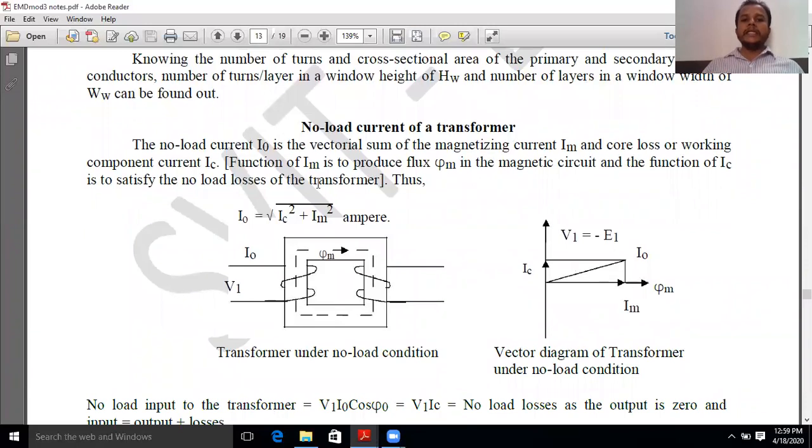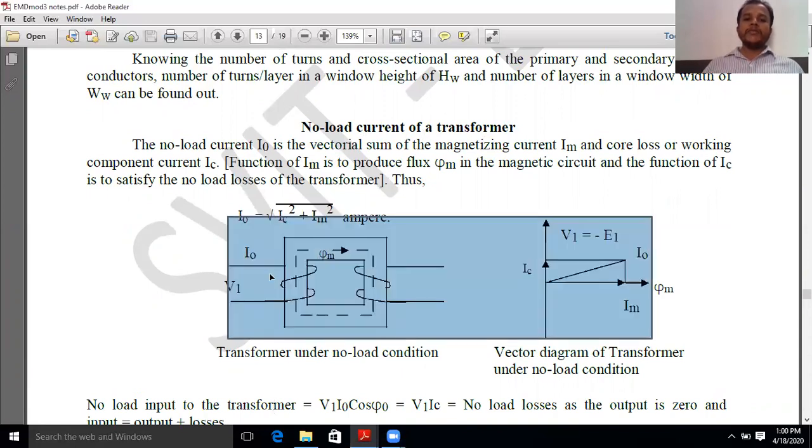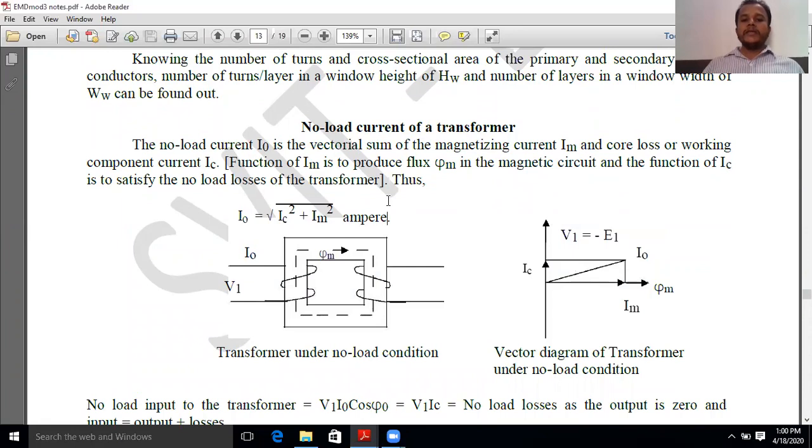This is a very easy topic. What is the no load current of a transformer? Whenever the transformer is in no load condition, the current flowing in the transformer is I naught. So when it is not connected to a load, whatever current is in the transformer is I naught, the no load current. In order to discuss this, consider this particular diagram of the transformer.